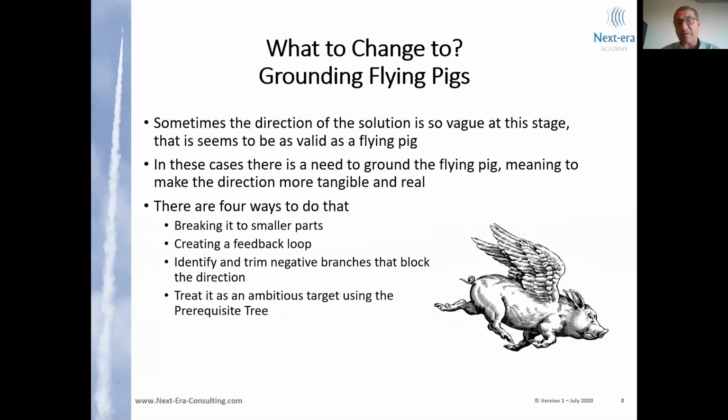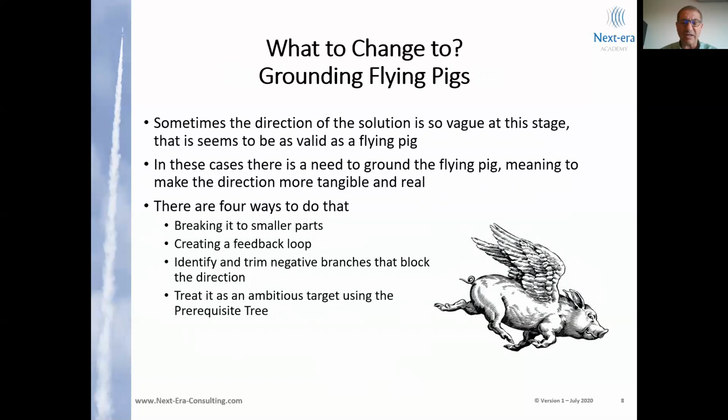In these cases, we have a process which is called grounding a flying pig, converting this vague direction of the solution into a more practical, tangible one. I'm not going to go through the aspects of grounding the flying pig right now, because we will talk about this as we progress with other parts of the body of knowledge, and then I will relate back to it.